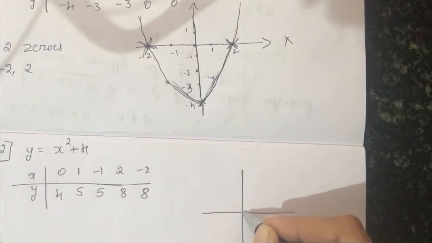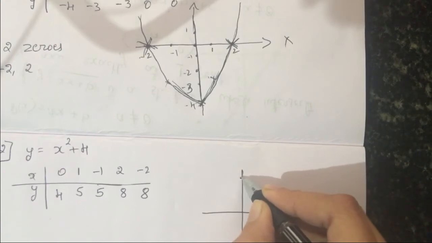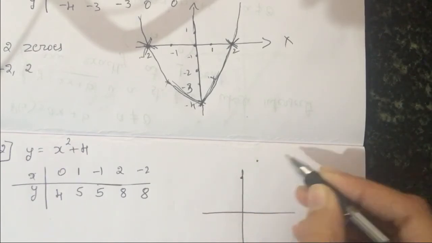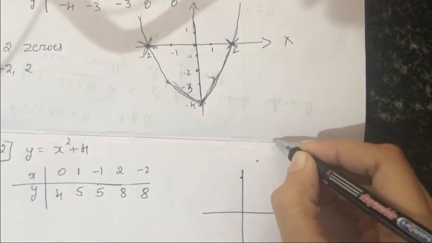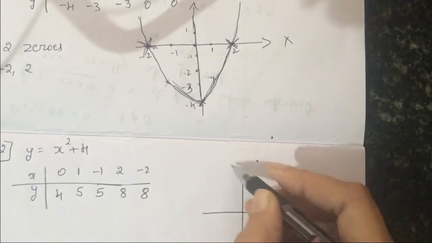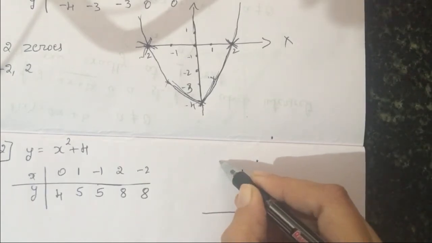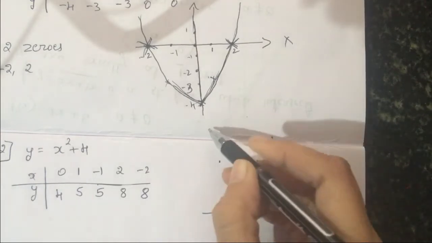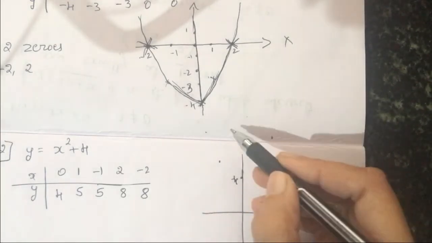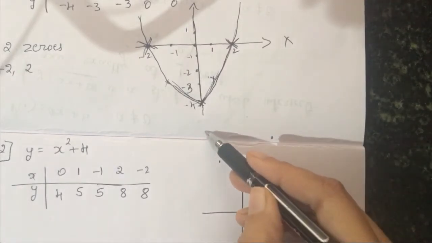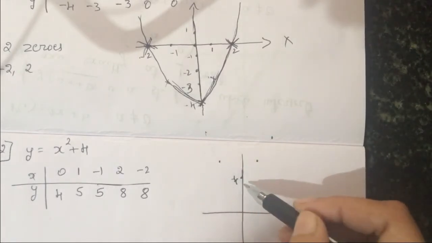When x is 0, y value is 4. When x is 1, it is 5. And when x is 2, it is 8, somewhere here. And when x is minus 1, it is 5. And when x is minus 2, it is 8, like this. So the graph goes something like this.